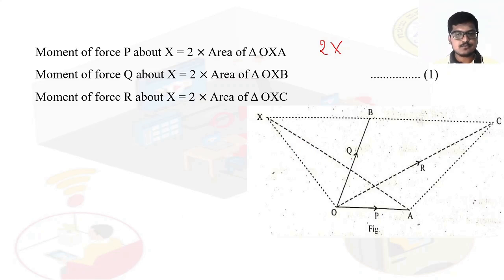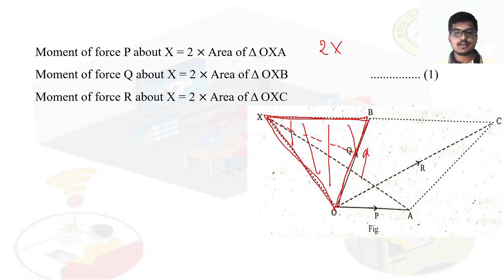So I want the moment of force Q about x axis. So this is the force, right? So Q into x, and we don't have the direct perpendicular distance, but we have it here. So what we can do is 2 into area of triangle OXB. Wherever the force is there, that related triangle we should take. For Q, this is the triangle which we are considering. Okay, 2 into area of the triangle OXB. Correct?